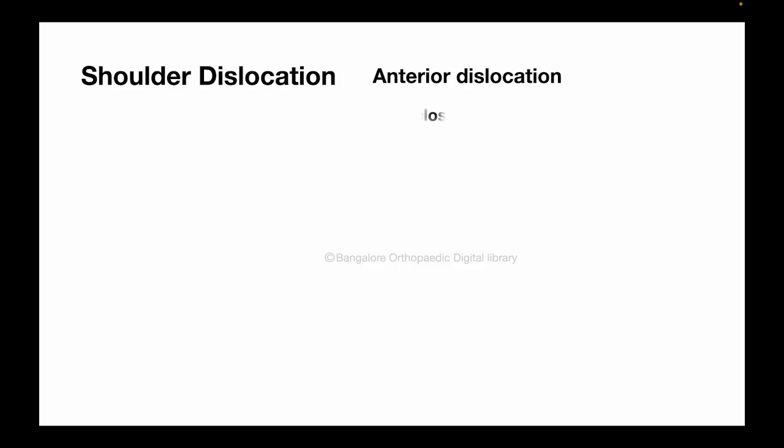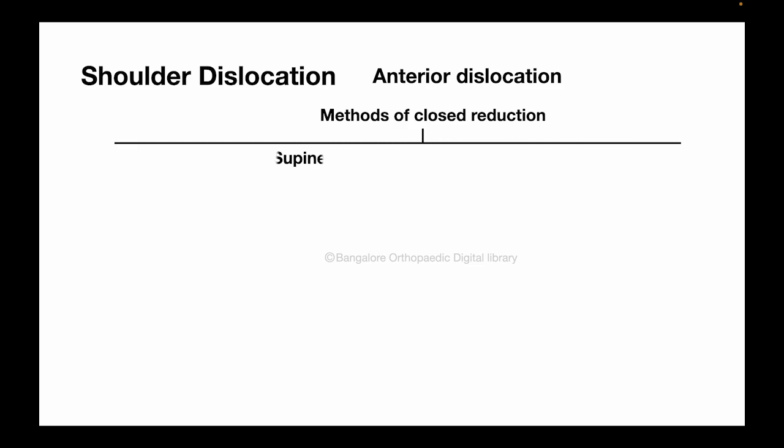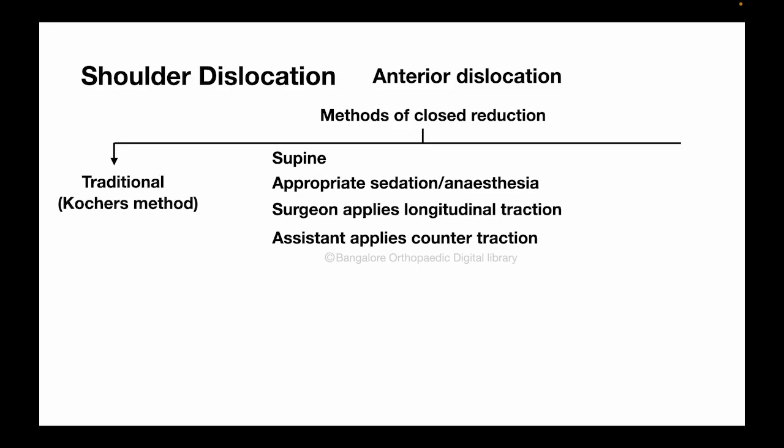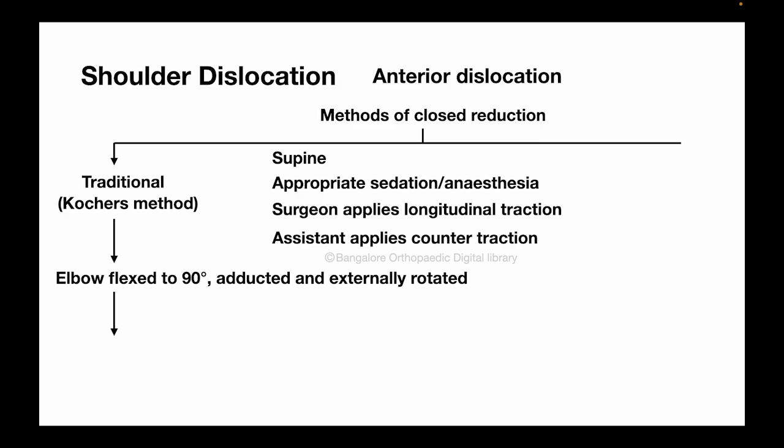Closed reduction starts with appropriate sedation or anesthesia in a supine position. The surgeon applies a longitudinal traction in the direction of the deformity, with counter-traction from an assistant. In the traditional Kocher's maneuver, which is popular amongst emergency doctors, the elbow is flexed to 90 degrees, the shoulder is adducted, externally rotated, and finally internally rotated to reduce the joint. This is confirmed by the Dugas test.